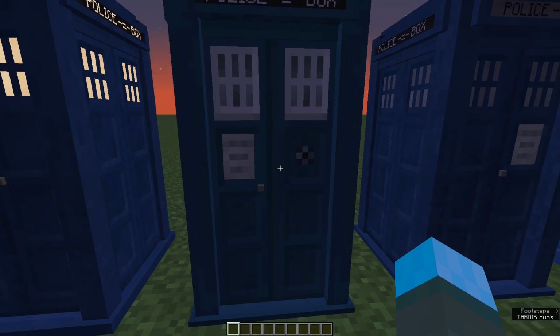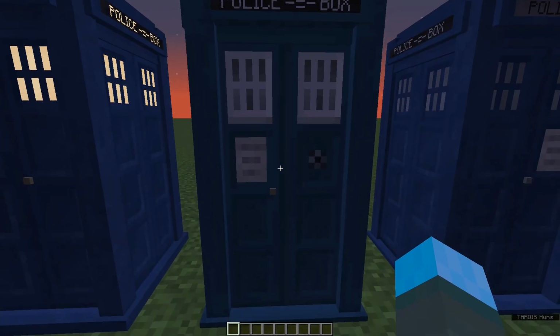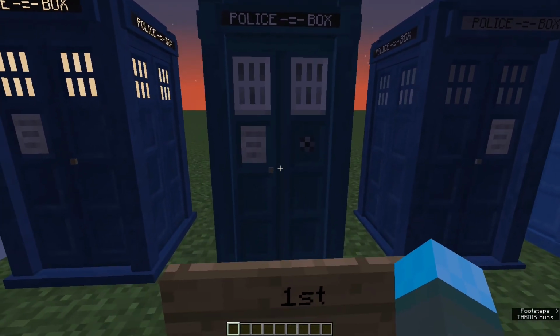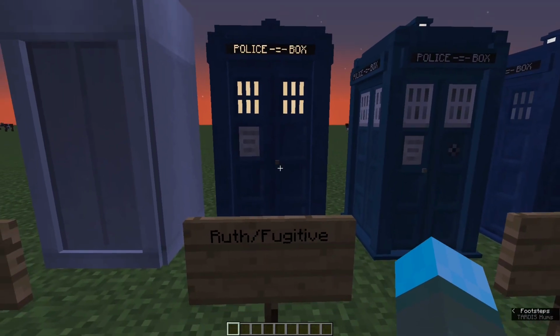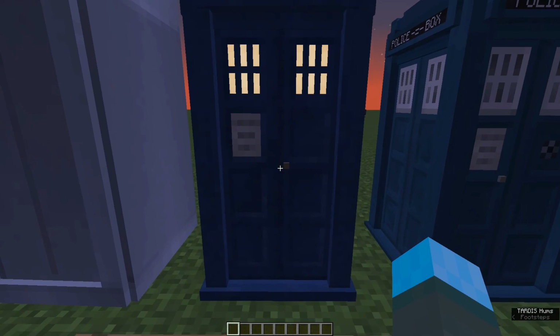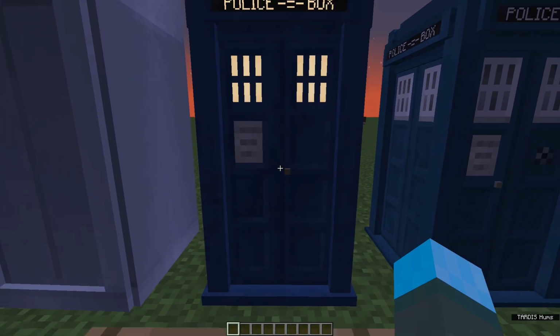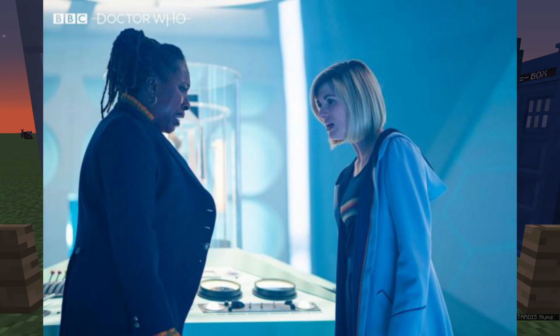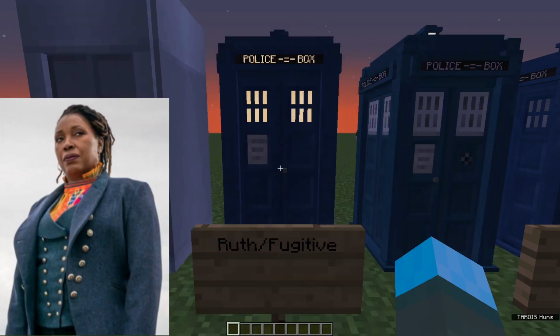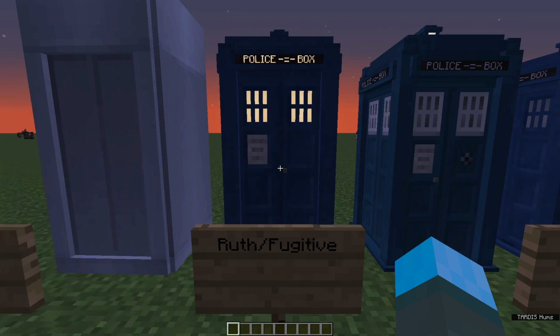But this is confusing as well, seeing as before the first Doctor, we have the Ruth/Fugitive TARDIS. This was introduced quite recently, actually, in a series of the 13th Doctor. The Ruth Doctor is a pre-first Doctor.